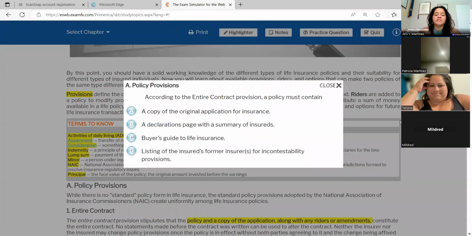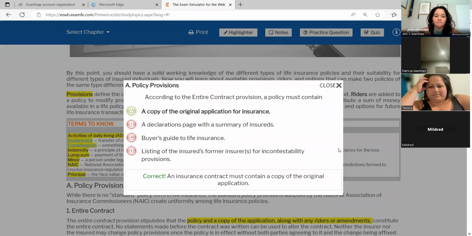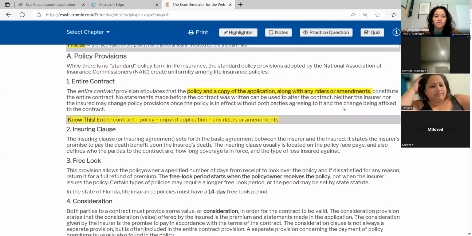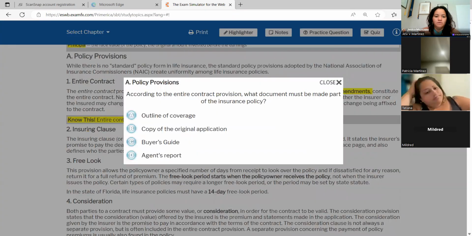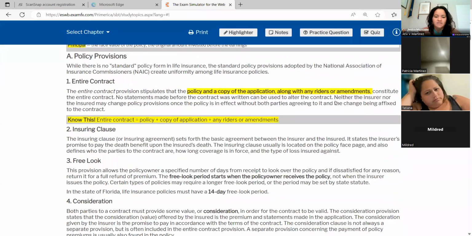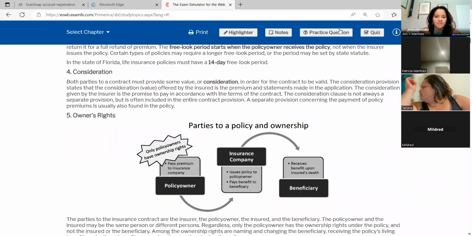Okay. So according to the entire contract provision, a policy must contain A. the application. Perfect. It's the same question. I say it's because at the beginning we saw them a lot.